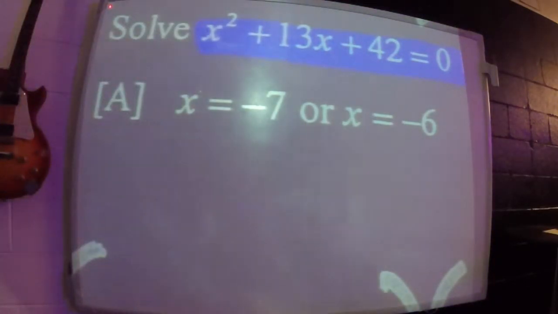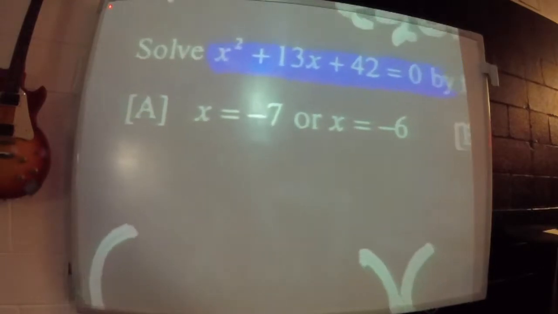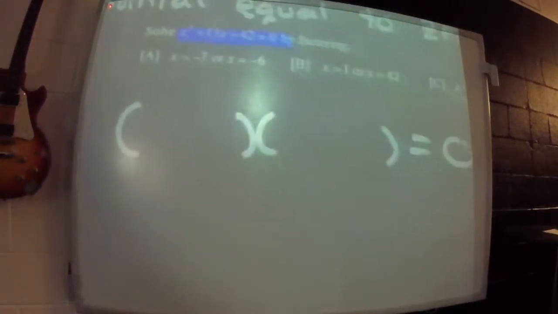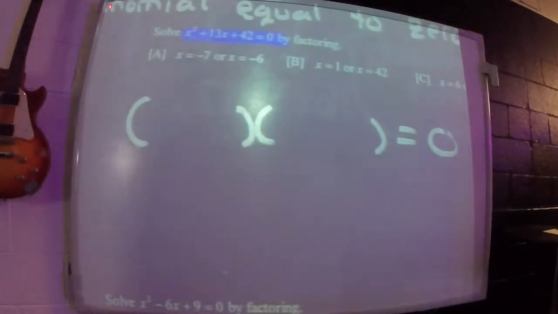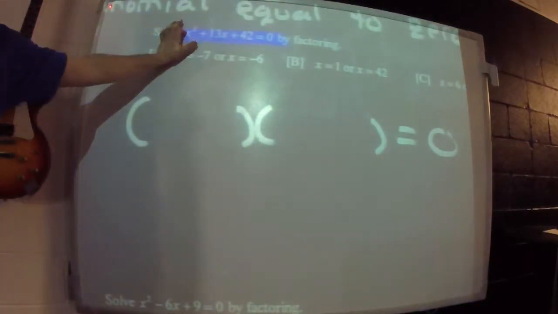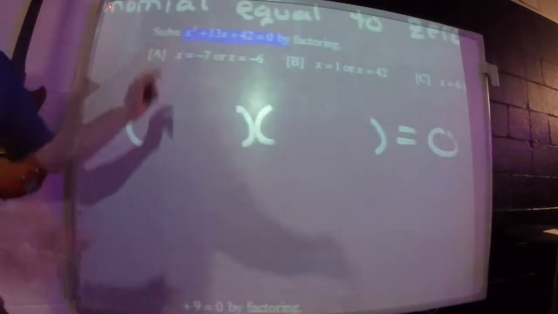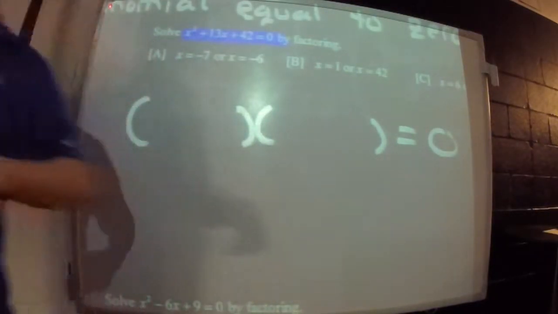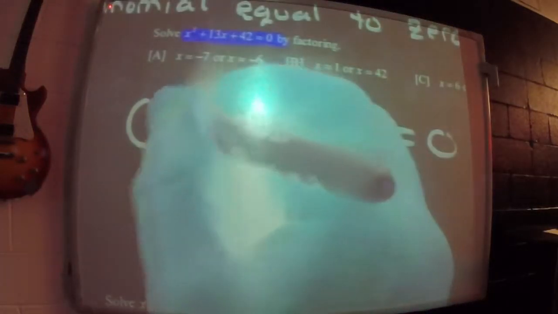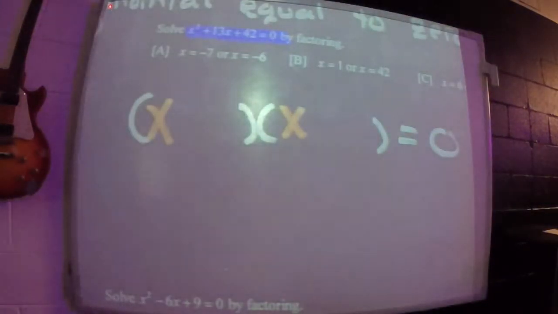x squared plus 13x plus 42. What we want to do is take that left side, that trinomial, and factor it, which means unfoiling it into 2 binomials. The good thing is x squared does not have a coefficient on it, so you just bring the x down. I just put x and x inside the parentheses. If you don't have a coefficient, that's good. You can just drop a couple x's in there.